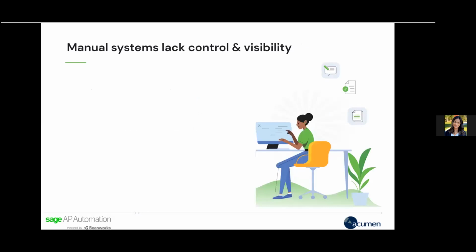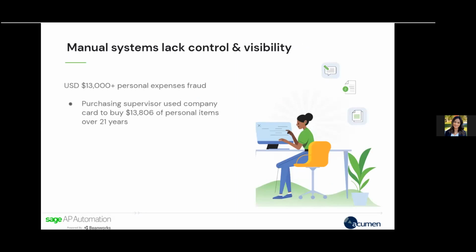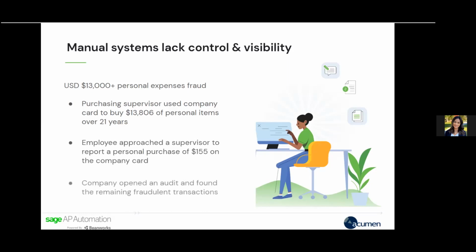The other challenge is that manual systems lack control and visibility. Here's an example of an over $13,000 employee expense fraud that went on for 21 years at Providence Water Supply in the US. Rebecca Lorenzo, a purchasing supervisor, used the company card to buy personal items. She may have brought on her own downfall when she told the supervisor that she'd made a personal purchase of $155 on the company card. Rebecca paid back the money, but officials opened an audit anyway and found the other fraudulent transactions.